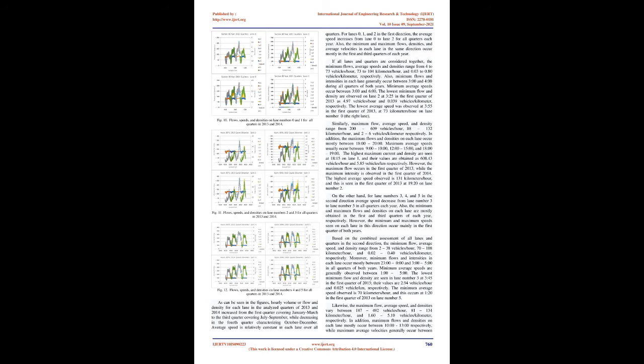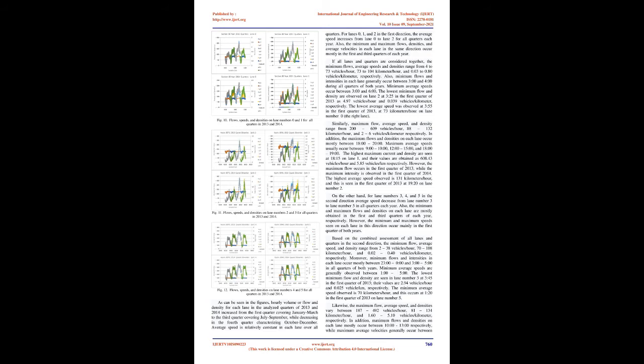These range of values obtained for the parameters in the seasons also correspond to the ranges obtained in quarters of both 2013 and 2014. It is also seen that the maximum flows and densities on each lane mostly occur between 18:00 hours and 19:00 hours, respectively. Maximum average speeds are usually found between 12 o'clock and 14:00 hours and 18:00 hours and 19:00 hours.